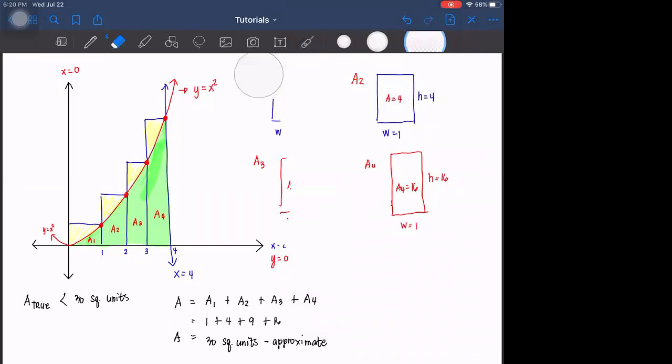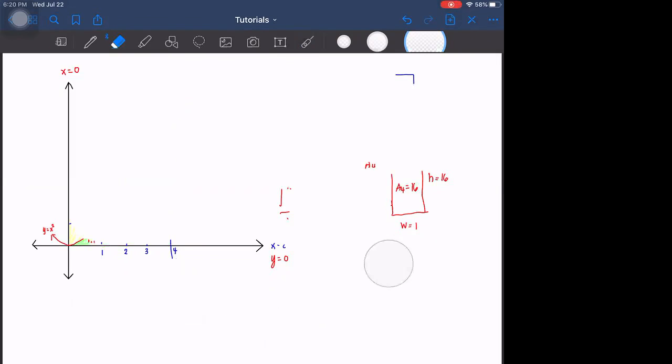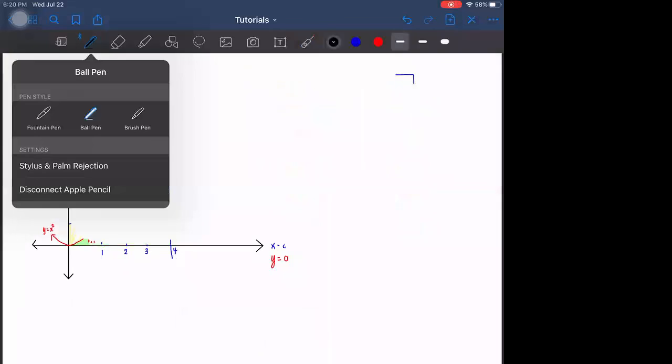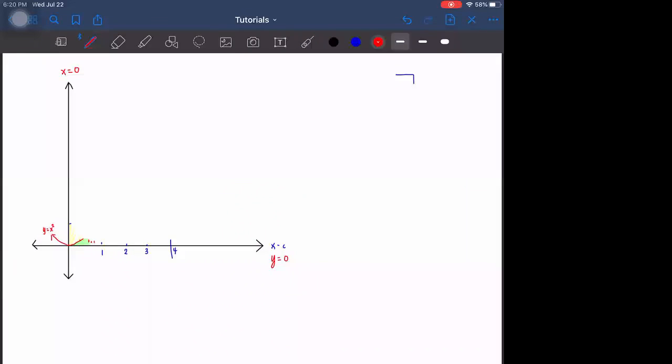Okay, let's erase this. Erase na lang tanan. Okay, and then we have x equals 4. Sorry for the drawing. And then we're going to divide it into portions.